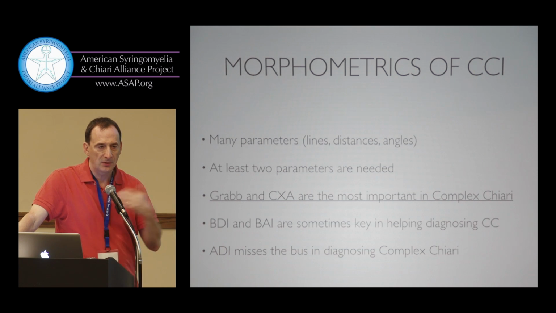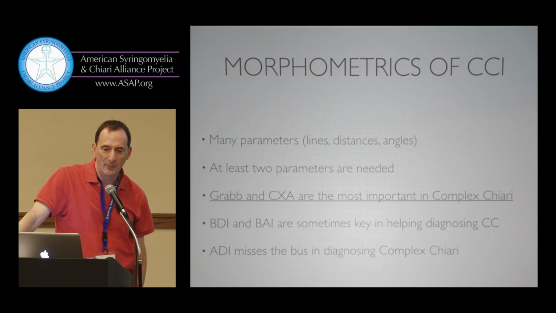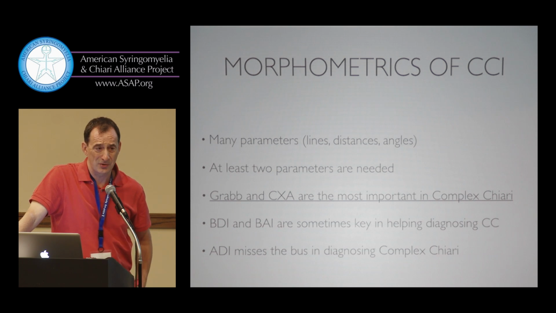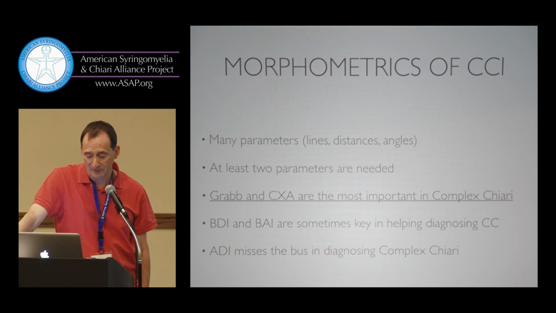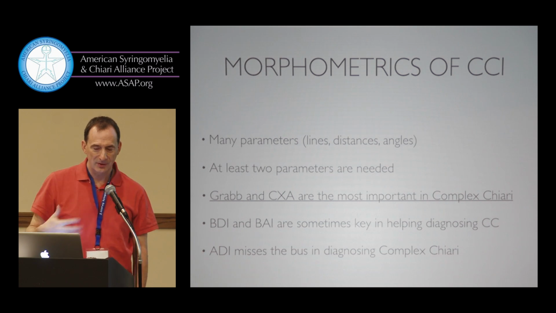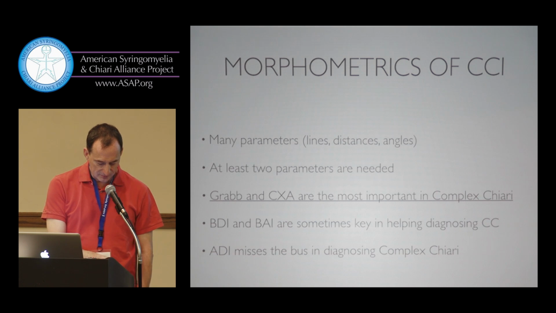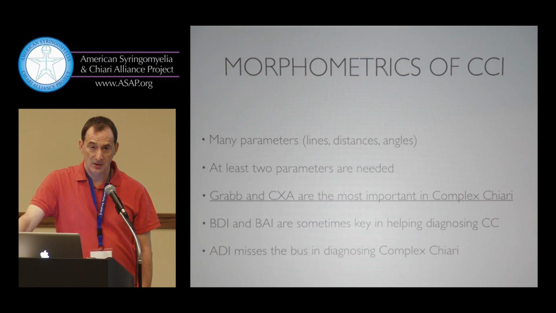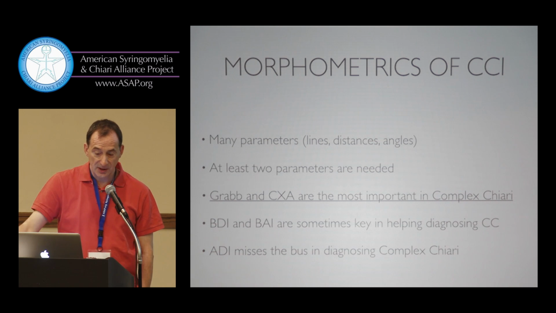So I'm not going to waste your time telling you how many parameters have been developed over the years to look at the craniocervical junction. There are about 40, 45. But the parameters that by trial and error the experts have come to agree are the most helpful to gauge this problem in the complex Chiari are two.